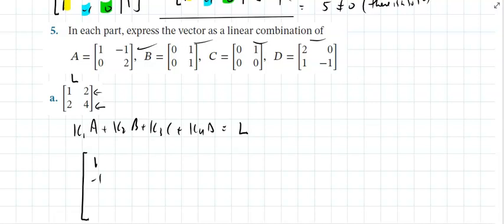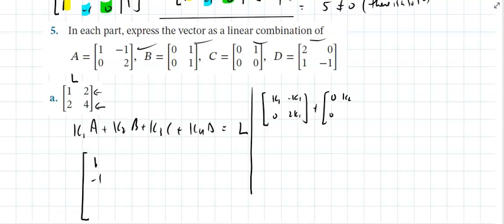Actually, I should show you this. No, this one I should show you for sure here. Let me do it on the right. So if I multiply K1, what we're saying is K1, negative K1, 0, 2K1, plus 0 K2, 0 K2, plus 0 K3, 0, 0, plus 2 K4, 0, K4, negative K4.